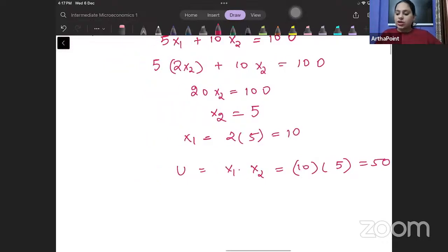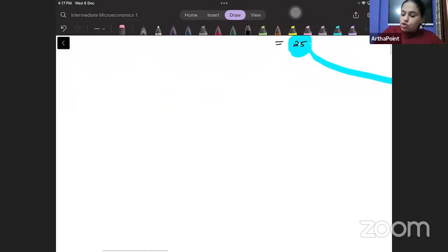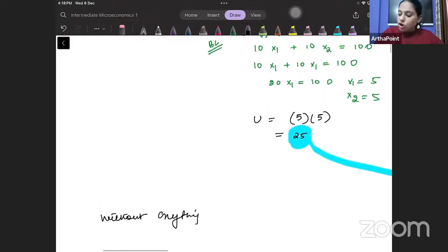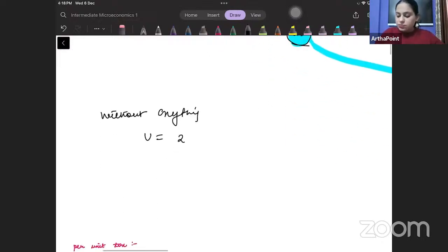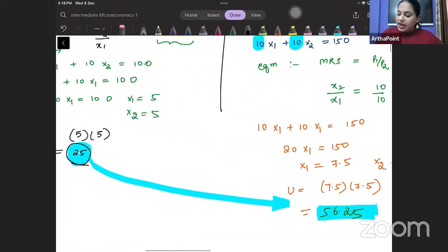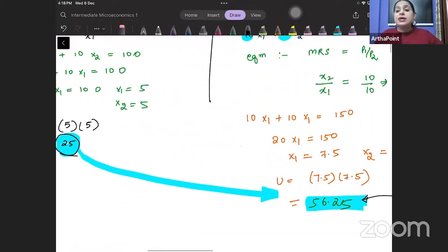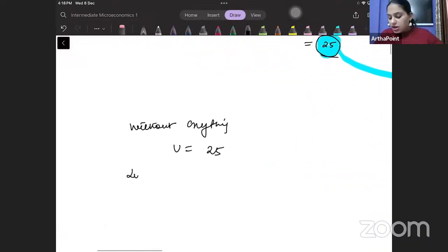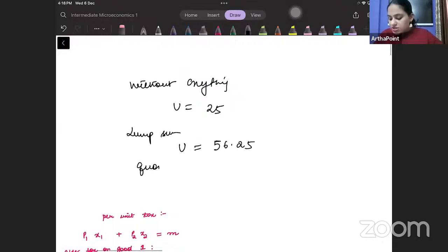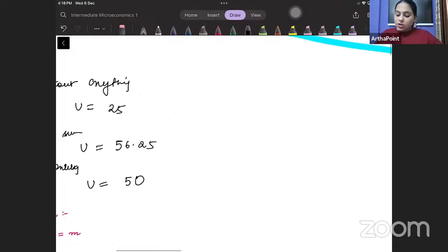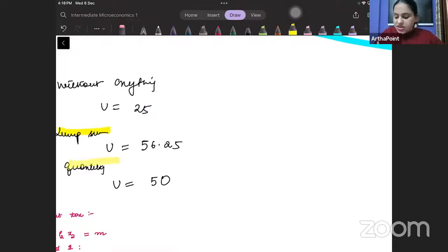Now let me do a comparison. Let us compare in this question. Without any tax or subsidy, beta, your utility was 25. When a lump sum subsidy is given, in that case my utility became 56.25. And in case of quantity subsidy, beta, my utility became 50. So can we say lump sum subsidy is better than quantity subsidy? Yes.